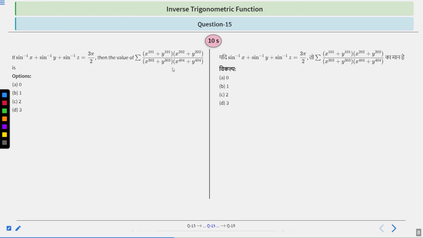So the hint of this question is: the summation of 3 sine inverse terms is equal to 3 pi by 2. And we know that the maximum value of sine inverse x is equal to pi by 2. Therefore, each term will take the value of pi by 2 to satisfy the summation of all these three being equal to 3 pi by 2. In this way, x will be equal to y equal to z will be equal to 1. And after putting these values, you can easily get the answer. So in this way, you can try to approach this question. You have 10 seconds to solve or think about this question. After 10 seconds, we can discuss the solution.